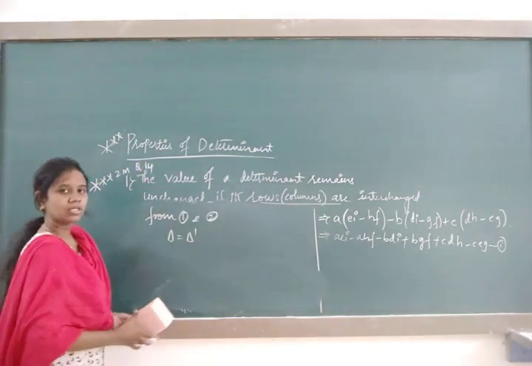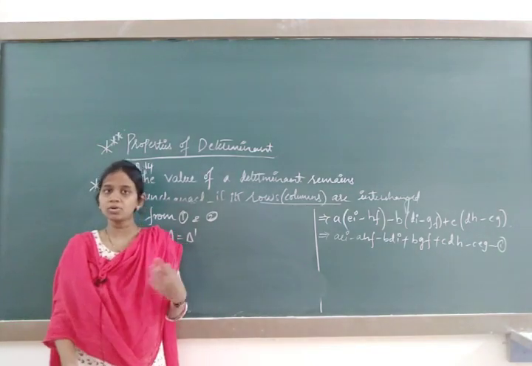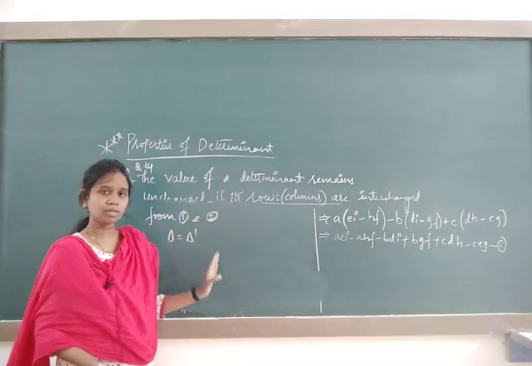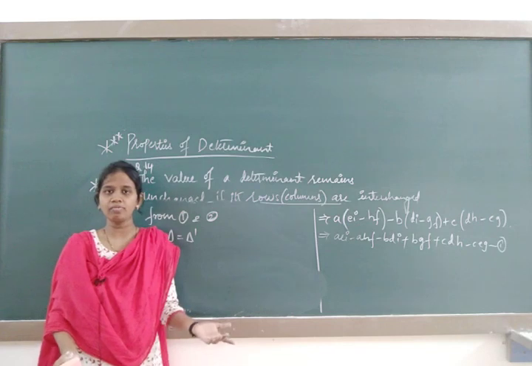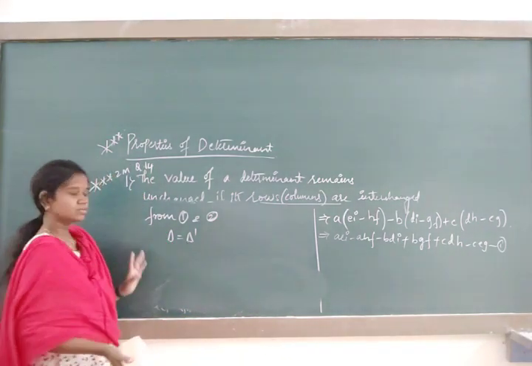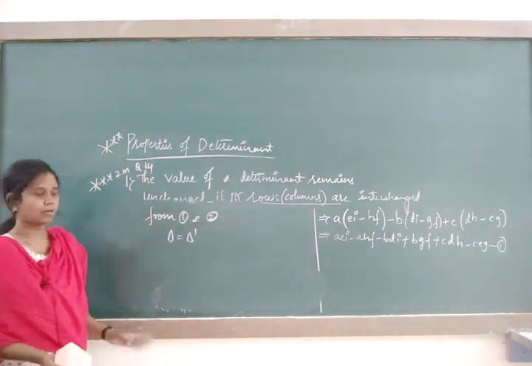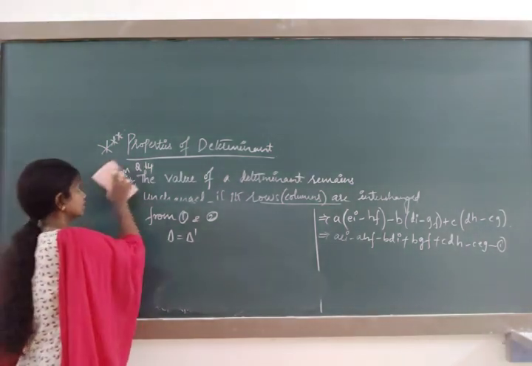They are going to ask for question number 14. There are two options, either they are going to ask the properties problem or the area of a triangle problem. So okay, this is about the first property. Now we will take the second property.